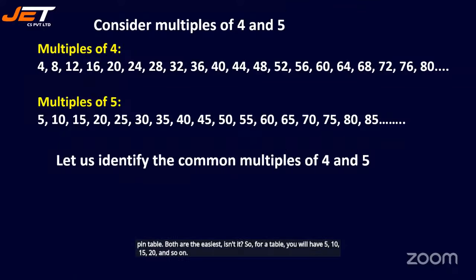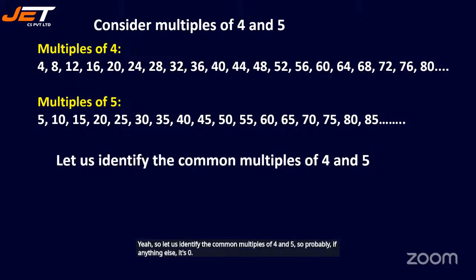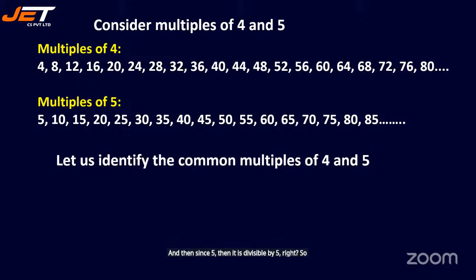Okay. Now let us identify the common multiples of 4 and 5. So probably if anything ends in 0 or ends in 5, then it is divisible by 5, right? So what are the common numbers? So very simple actually, 20. Next I have 40.